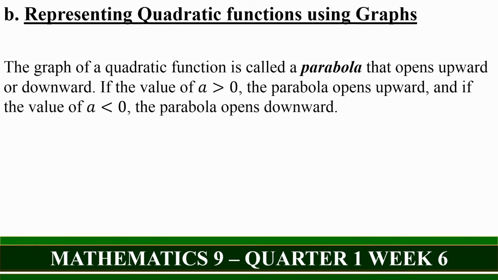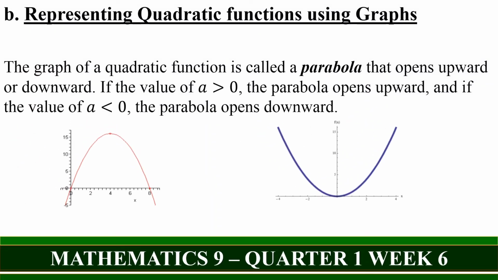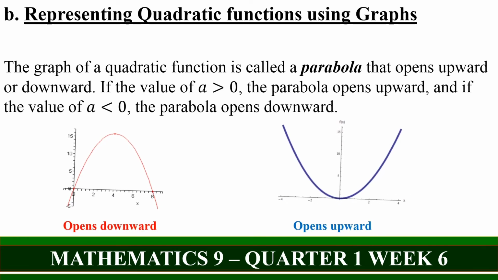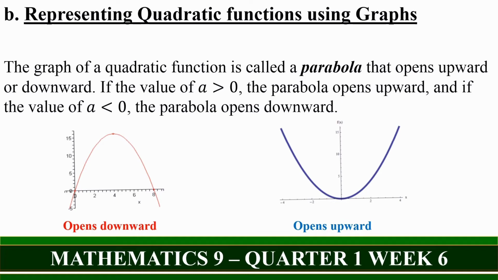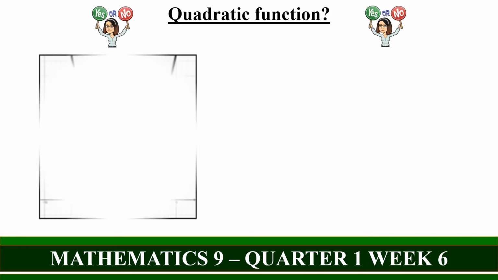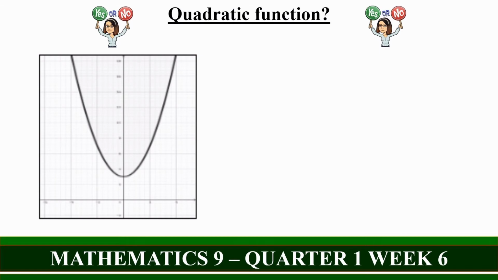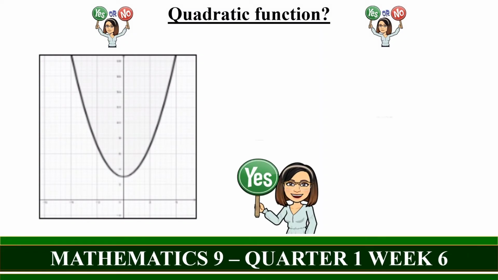The graph of a quadratic function is called a parabola that opens upward or downward. If the value of a is greater than 0, the parabola opens upward. And if the value of a is less than 0, the parabola opens downward. Tell whether the following graphs represent a quadratic function or not. Does it look like a parabola? Yes, it is a quadratic function that opens upward.